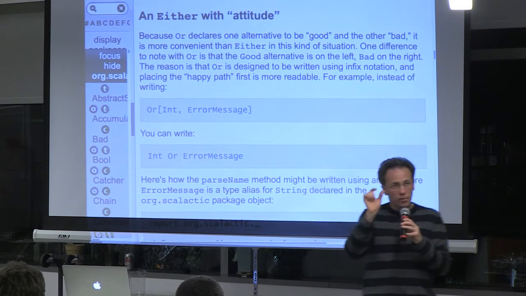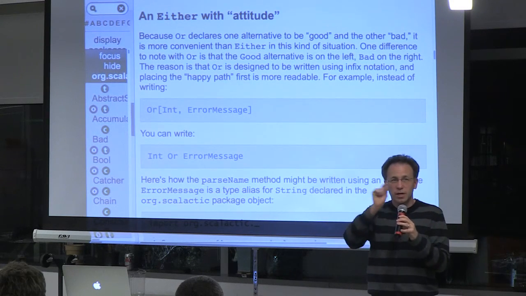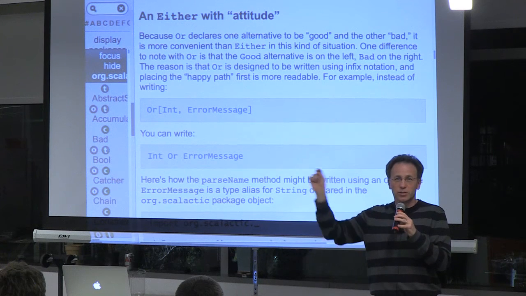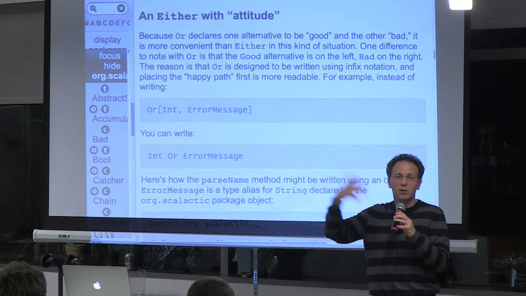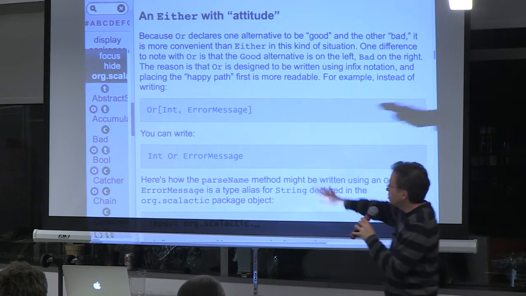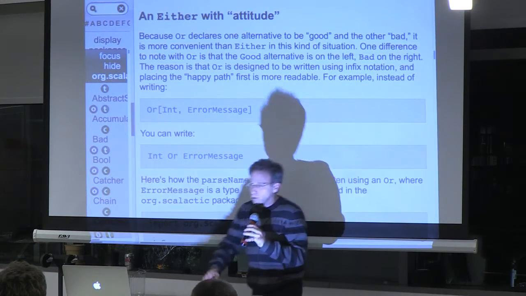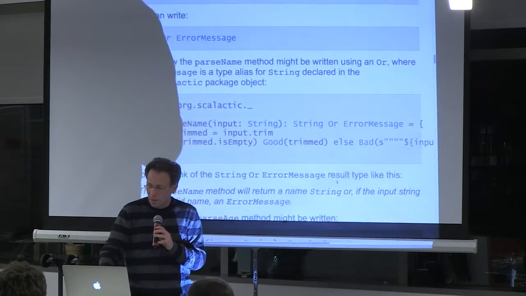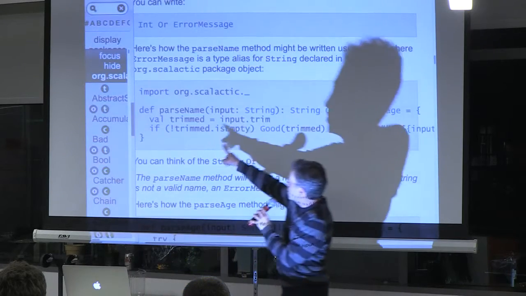Yep, if you have a map from int to string, you could say int space map space string. That's a way to write it. So Scala allows you to do that with any type. And so I use that with OR just because when you have a method that returns it, so here's a parse name method.